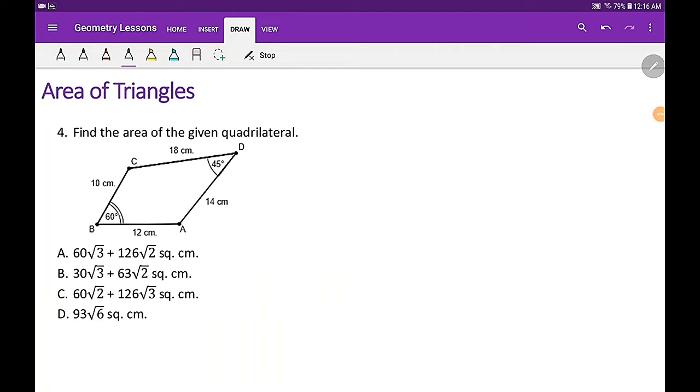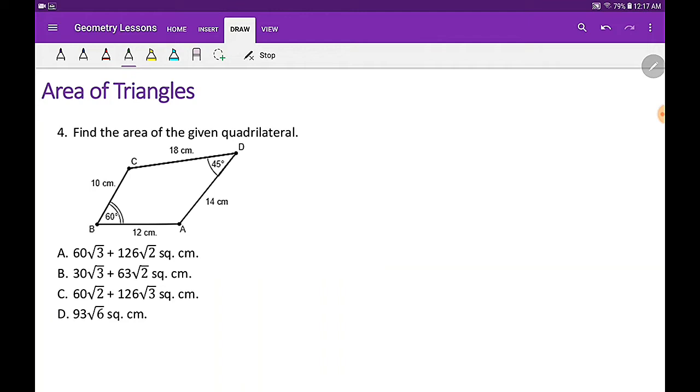Find the area of the given quadrilateral. Now let's look at this figure. We have a quadrilateral. Given the sides, it's not a parallelogram. There's nothing special except that we have a 60-degree and a 45-degree angle given to us.